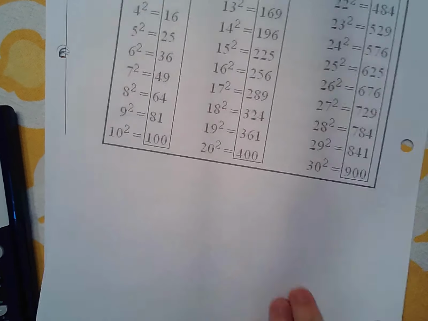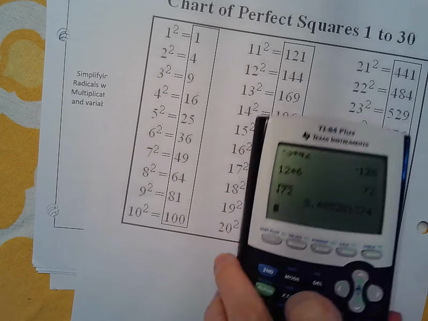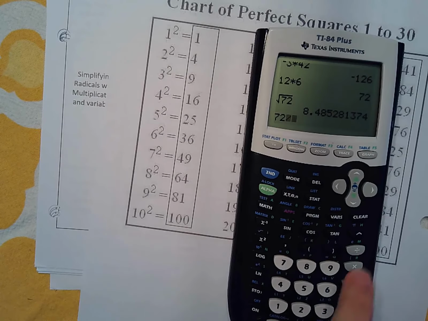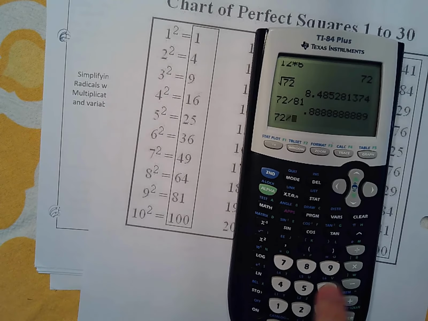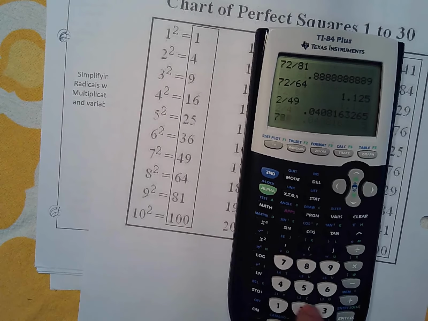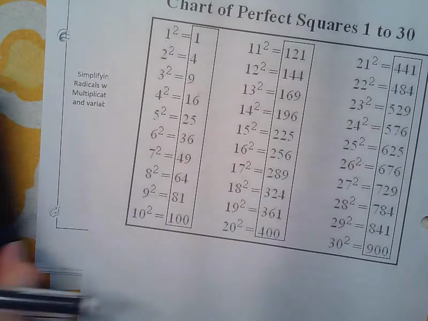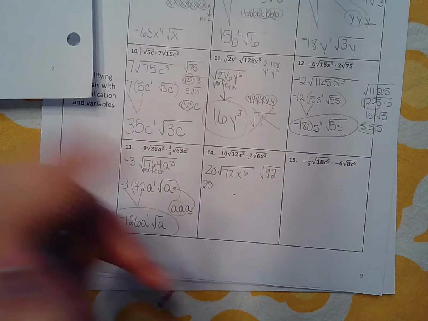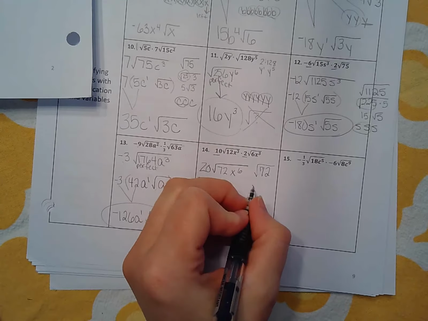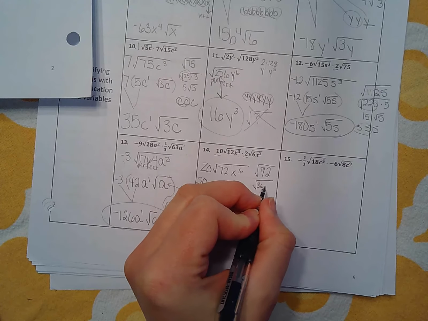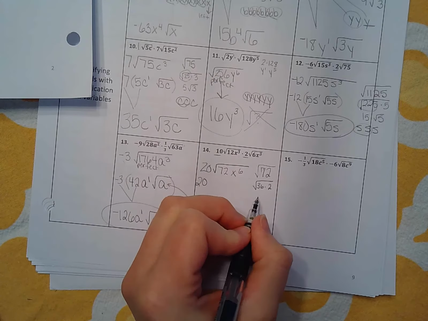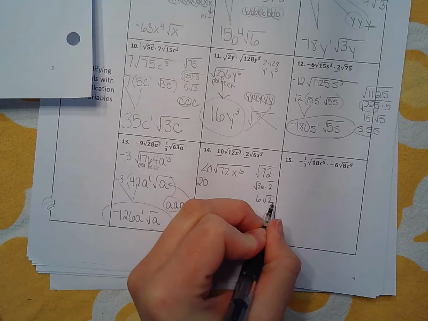72. I wonder what goes into 72. Let's try. 72 divided by 81. 72 divided by 64. 72 divided by 49. 72 divided by 36. Ding, ding, ding! It's 36 and 2. So you just keep trying until you get there. So it's 36 times 2. The square root of 36 is 6. The square root of 2 is leftovers.